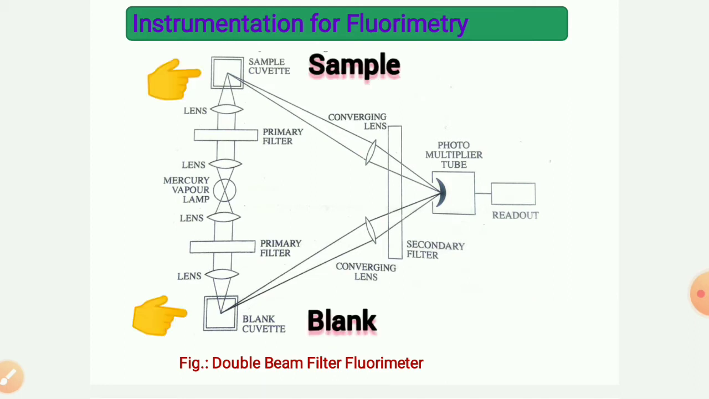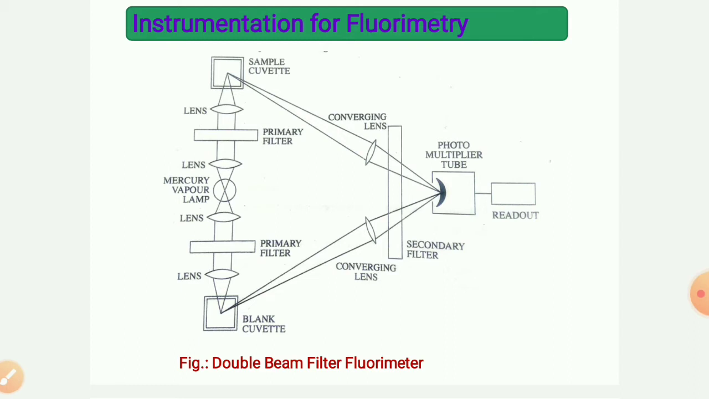The two beams emerging from the blank and the sample then pass through the common secondary filter, which allows only the fluorescent light to pass through it and absorbs all UV light. Emerging light through the secondary filter falls on the PMT, that is a photomultiplier tube, then the produced current is amplified and the amplified electric signal is sent to the readout device. These fluorimeters can be used for the sensitive and fast analysis of trace materials in the sample. So this is all about a double beam fluorimeter.